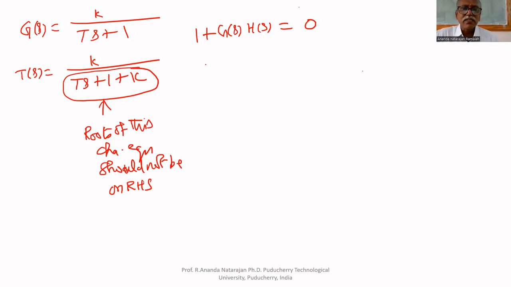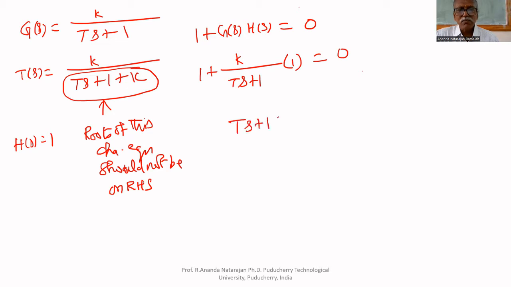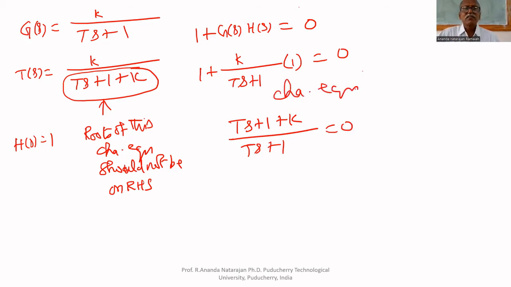What is that? Here in this case, let us assume H of S equal to 1. So 1 plus G of S, that is K upon tau S plus 1, multiplied by 1 equal to 0. If you take LCM, what you will get? Tau S plus 1 plus K upon tau S plus 1 equal to 0. This is the characteristic equation.